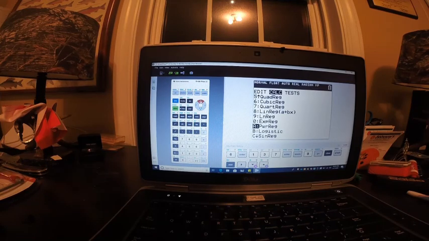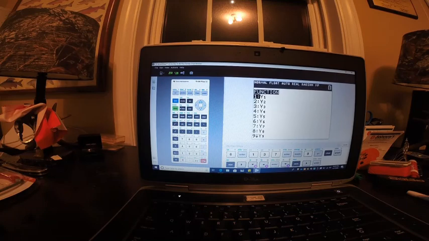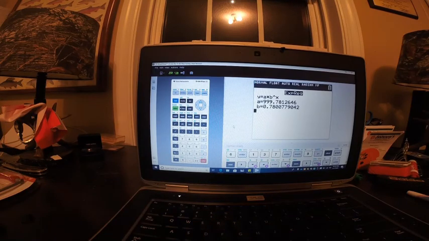So we're doing exponential regression again. I'm going to store it again so we can see how well it works. If I want to store it, I'm using the vars, y vars, function, y1. I'm going to calculate it. Okay, here's my function. So I've got y equals a times b raised to x, where my a is 999.78 and my b is 0.78.